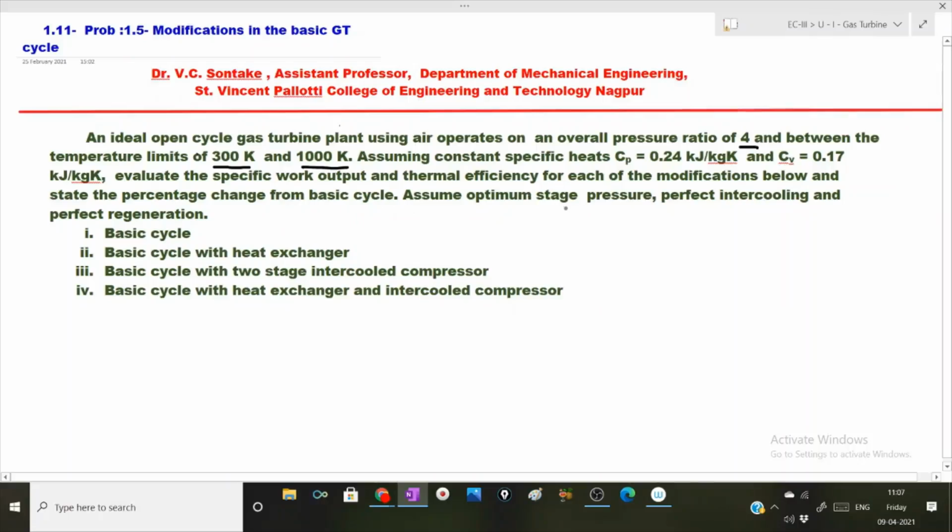Assume optimum stage pressure, perfect intercooling and perfect regeneration. So you are supposed to calculate the specific work output and thermal efficiency for basic cycle, basic cycle with heat exchanger, this is nothing but regenerator, basic cycle with two-stage intercooled compressor, so this is intercooling, and basic cycle with heat exchanger and intercooled compressor.